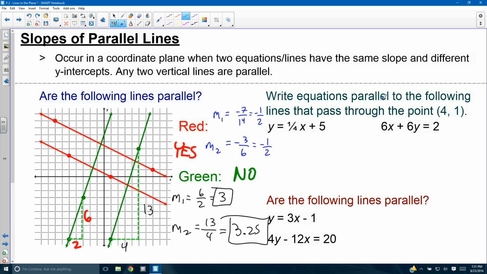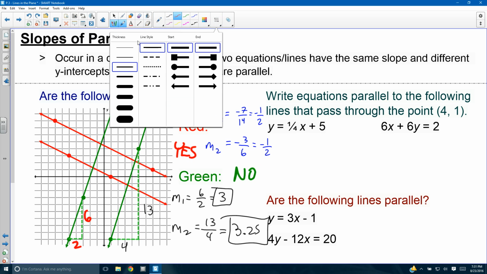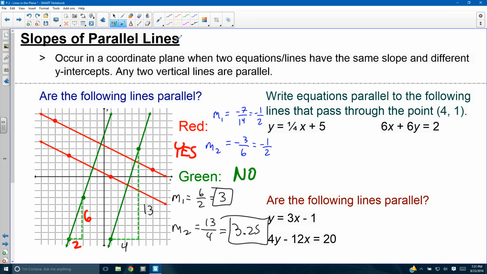All right, write equations parallel to the following lines that pass through the point (4, 1). So what we have to do is understand this thing about slopes of parallel lines. They have the same slope. If I'm going to write a new equation that passes through a new point, I have a couple of options. But the first thing I'm going to do is say the slope that I'm looking for that's parallel to this is going to be the same as this one right here. It's going to intersect at a different place, and we have to find out what its y-intercept is.